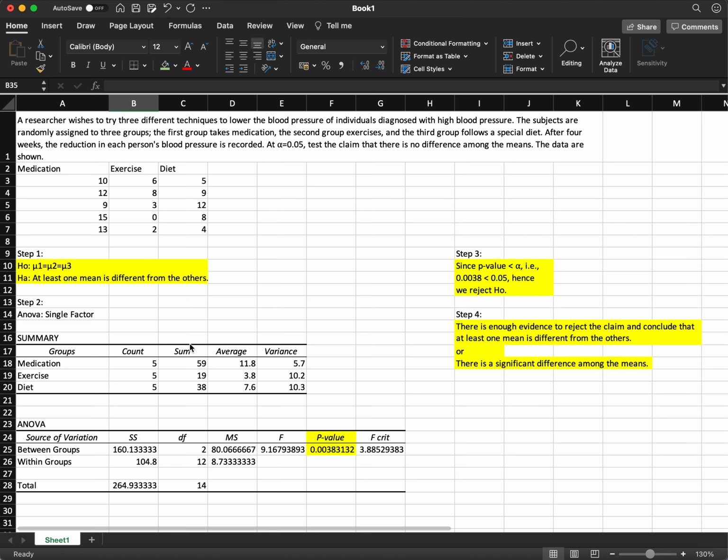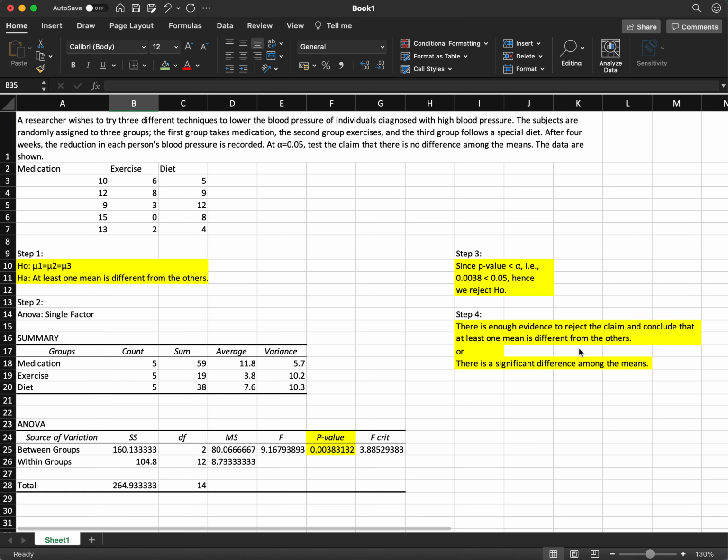So you can recall that our step one is about the hypothesis testing, or rather the hypothesis of the problem. We have this. Our p-value is here. Our step three is here. Since our p-value is less than alpha, we reject the null hypothesis. And step four is that we say there's enough evidence to reject the claim and conclude that at least one mean is different from the others.